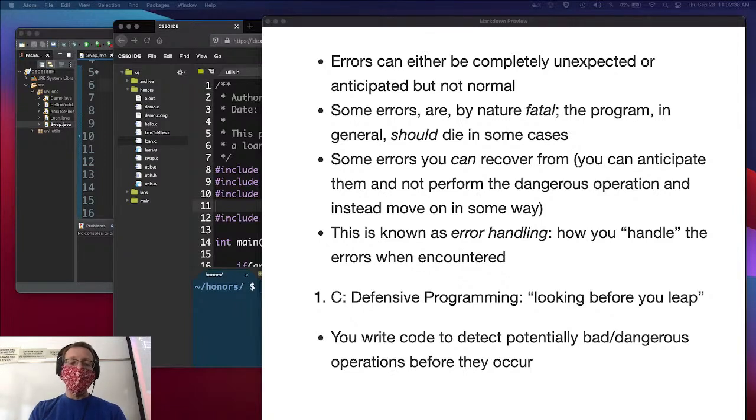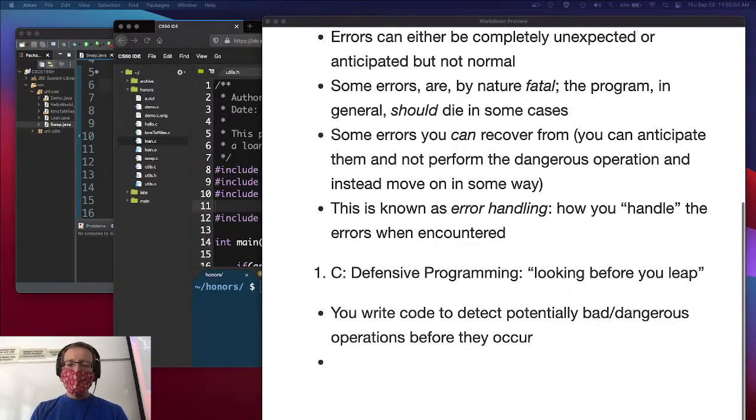Do something else, right? Is the password bad? Okay, well then reprompt them for the password. Reprompt them again, reprompt them again. After the third time, maybe then that's fatal. Kill the entire program because they clearly don't know their password. They need to go and reset it or something, right? If they would occur, you don't do the operation, right?